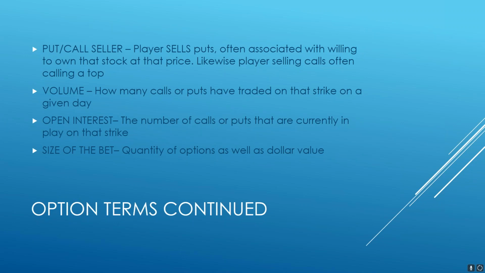Volume is how many calls or puts have been traded on a strike on a given day. This is the same thing as looking at the volume on a stock, how much volume is in there on this particular day. Open interest is the number of calls or puts that are currently in play on that strike. They could be sold to open or bought to open. You don't know, but we do know how many options are in play on any particular strike.